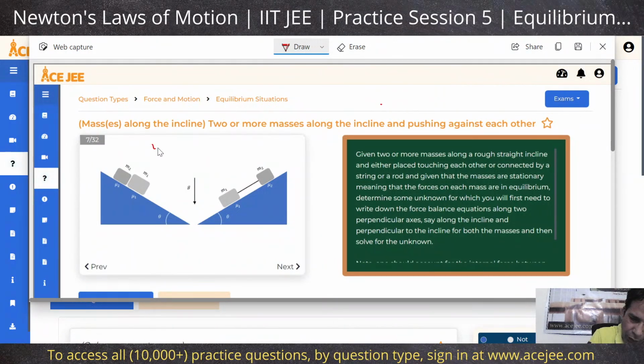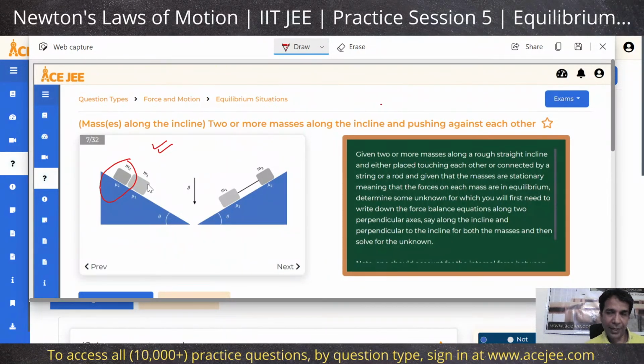Let's look at this scenario first. So we have M1 and M2 along the incline. Now, under what circumstances would M2 be exerting some force onto M1? In other words, under what circumstances would there be a contact force between M1 and M2?